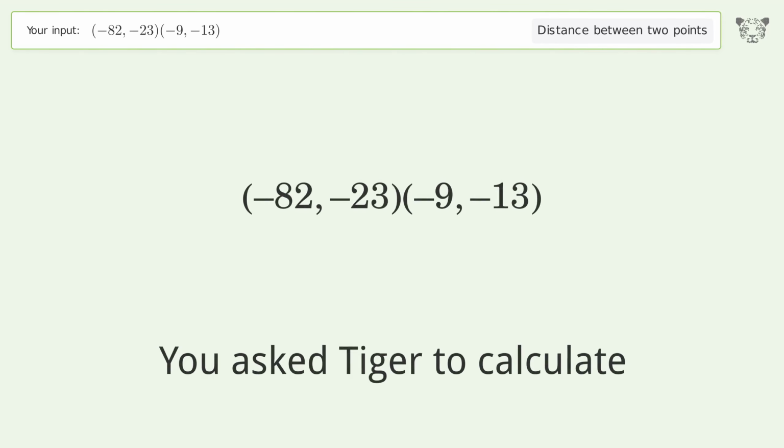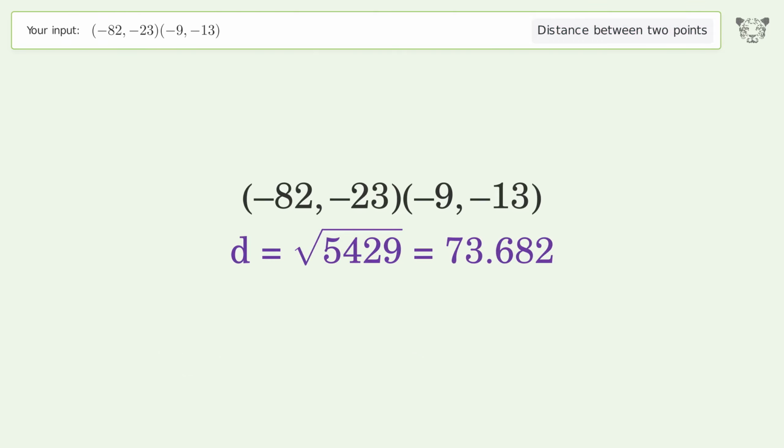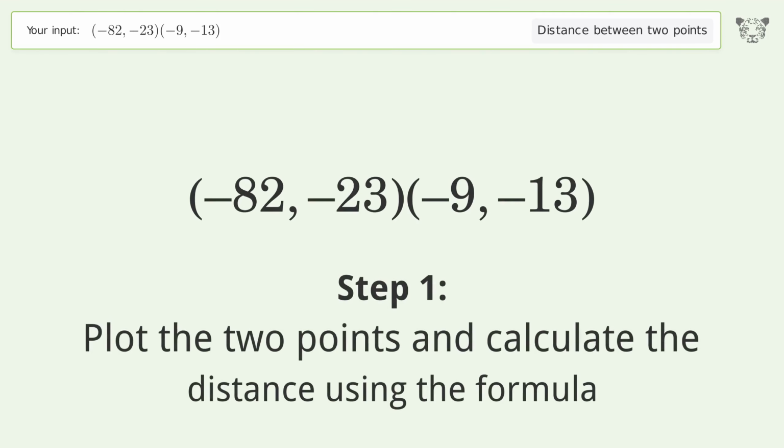You ask Tiger to calculate the distance between 2 points. The distance between the 2 points is the square root of 5,429, or 73.682. Let's solve it step by step. Plot the 2 points and calculate the distance using the formula.